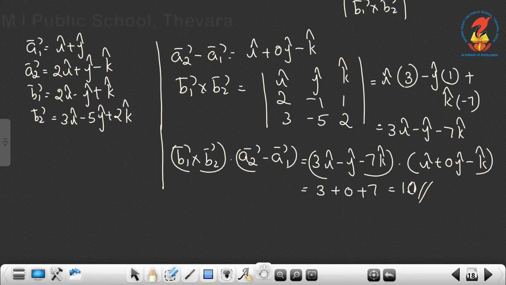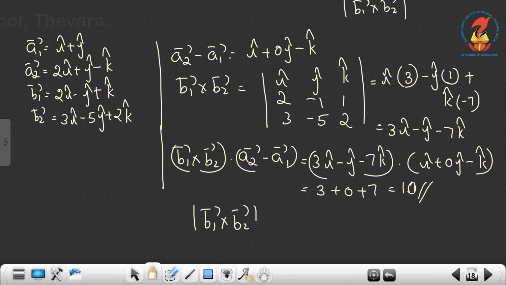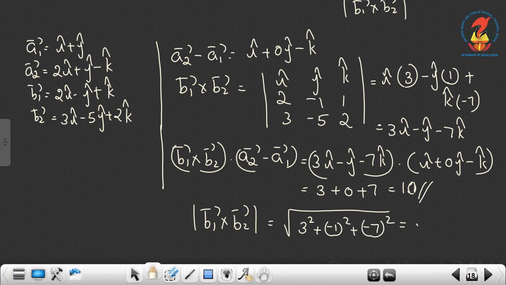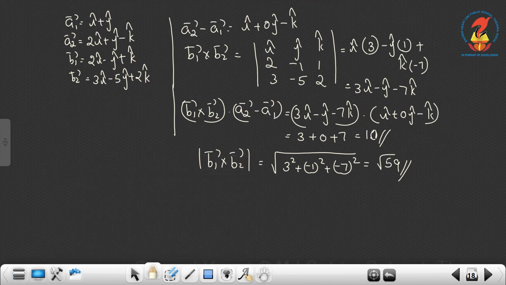Now find the modulus of B1 cross B2. Modulus means root of 3 square plus minus 1 square plus minus 7 square. That is 9 plus 1 plus 49, that is 59. So D, the distance between the given lines, is 10 by root 59 units.